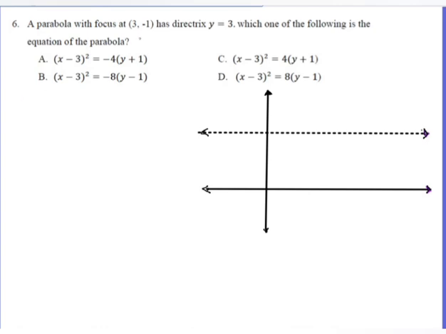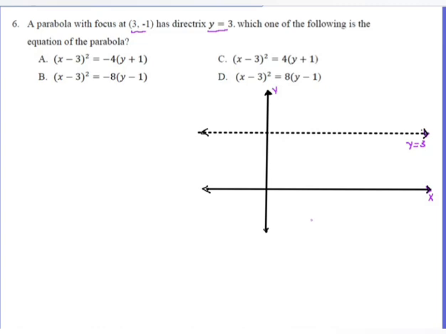A parabola with focus 3, minus 1 has directrix y equals 3. Which one of the following is the equation of the parabola? Ideally, this graph with the broken line as a directrix, if this broken line is a directrix, which is y equals 3, in the xy plane, say this is the x-axis and this is the y-axis. So the directrix is given.